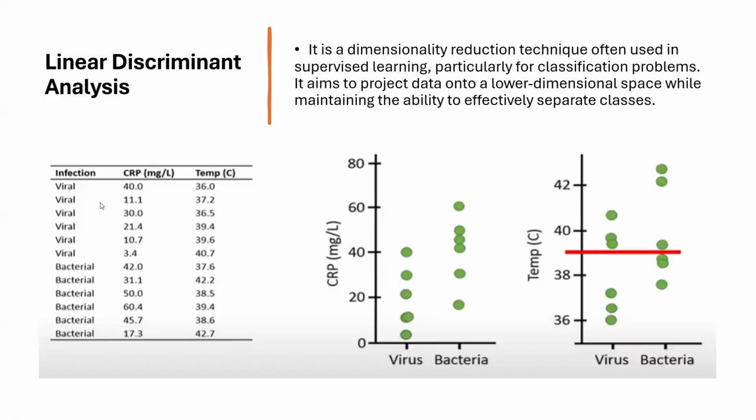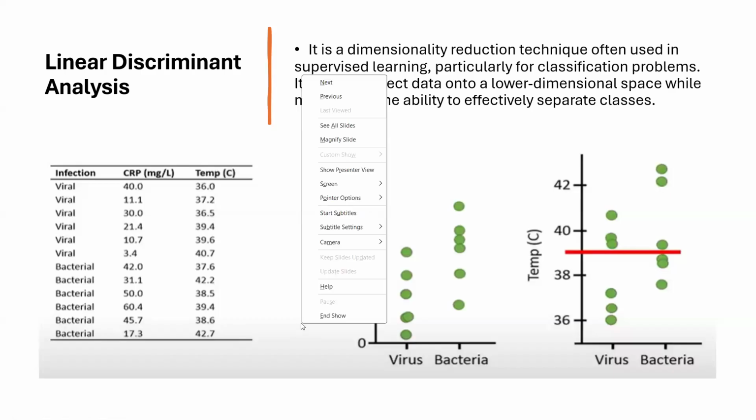When you say effectively separate the classes, there are two classes here. The first class is viral and the second class is bacterial. We have different patients and we have done different tests on them. One is the CRP test and the other one is the temperature test, and these are the values that we have got. Based on these values, we found out that the patients who have these values have viral infection, and the patients who have these values have bacterial infection.